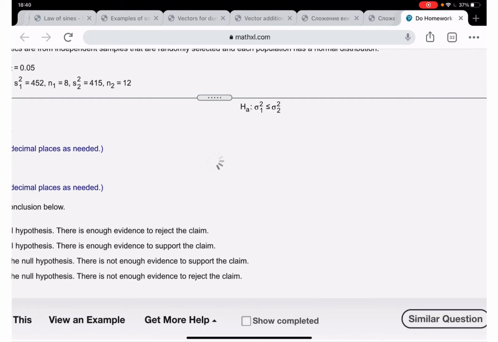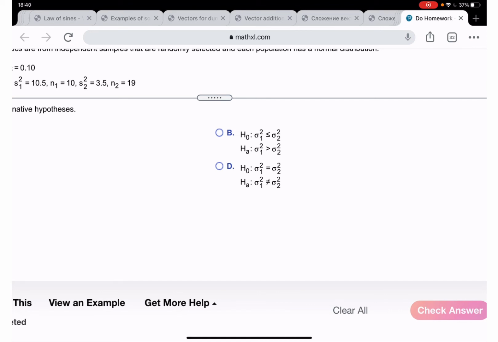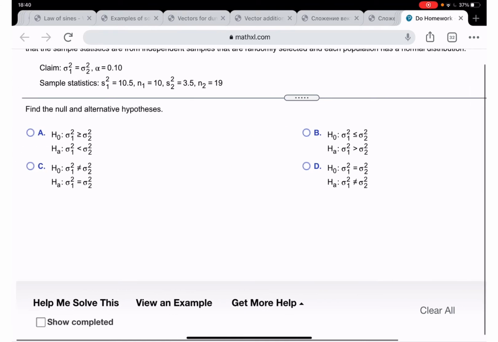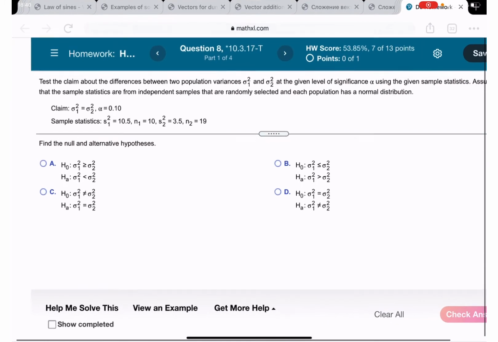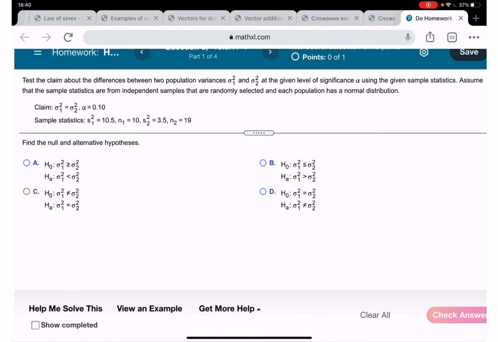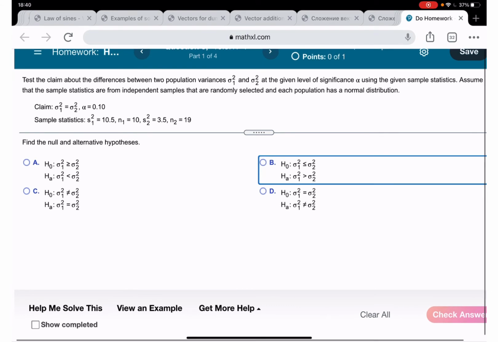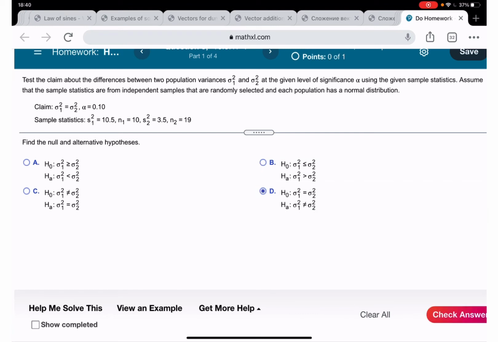All right. Moving to question number 8. So what do we have here? Test claim about the difference between variances. You can read it. I already see the data are given. Sigma 1 squared equals sigma 2 squared. This is our claim. Where is our equal? It's right here.